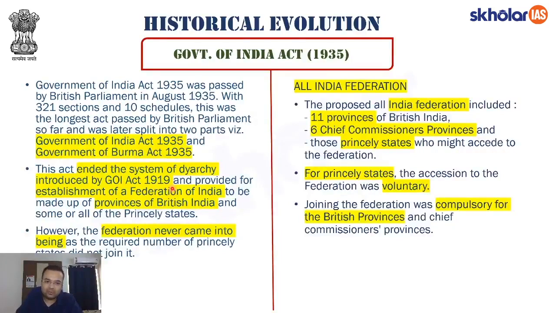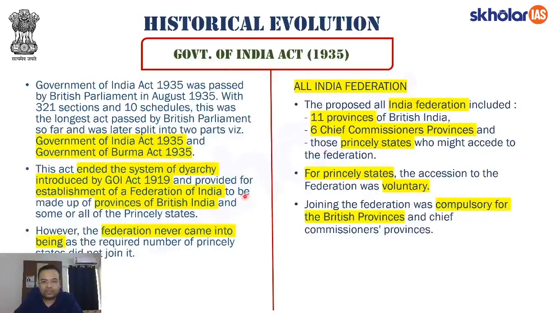We just studied about diarchy. What exactly was it? Division of subjects into two categories, transferred and reserved. Diarchy was introduced only in provincial governments in the Government of India Act 1919. So it was ended in the Government of India Act 1935. What exactly did it provide for? It provided for the idea of a Federation of India.